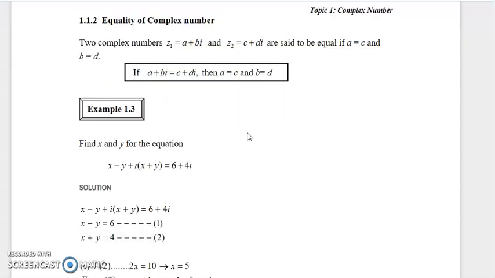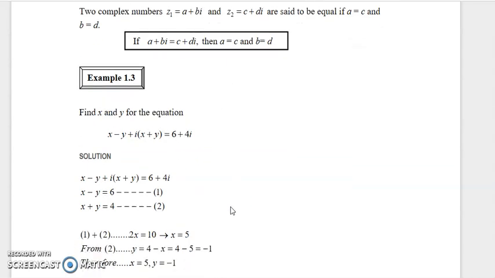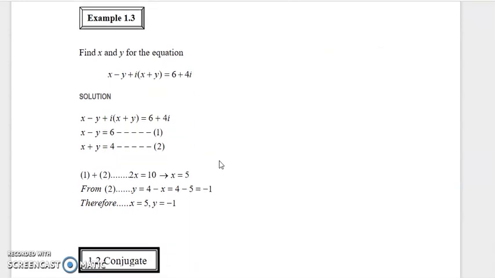Okay, the equality of complex number between two complex number. Let's say you are having Z1 equals a plus bi and Z2 equals c plus di. They are equal if a is equal to c, b is equal to d. So if you try to look at here, having some examples, example 1.3, the question asking to find x and y for the equation for this one.